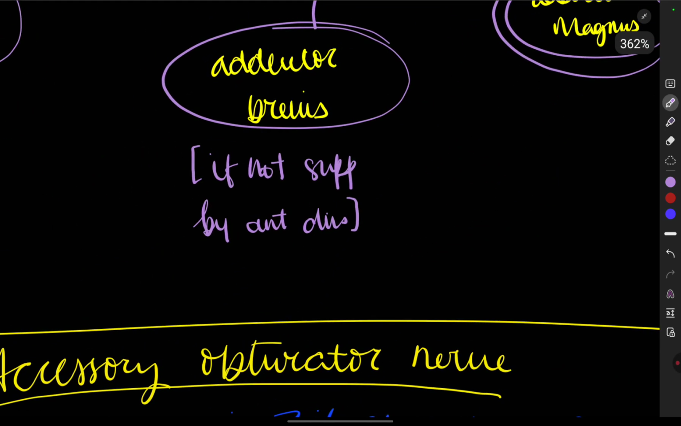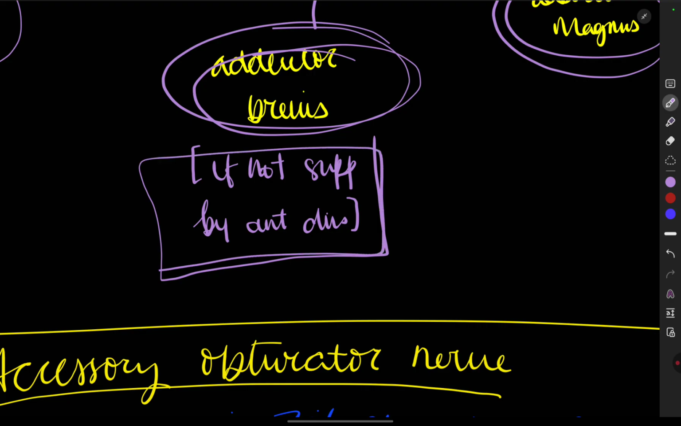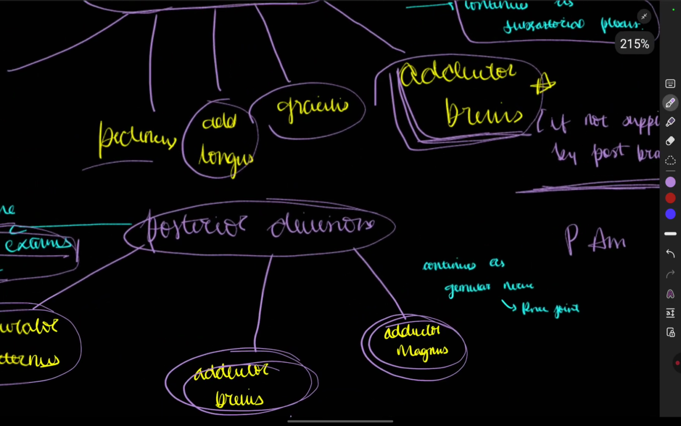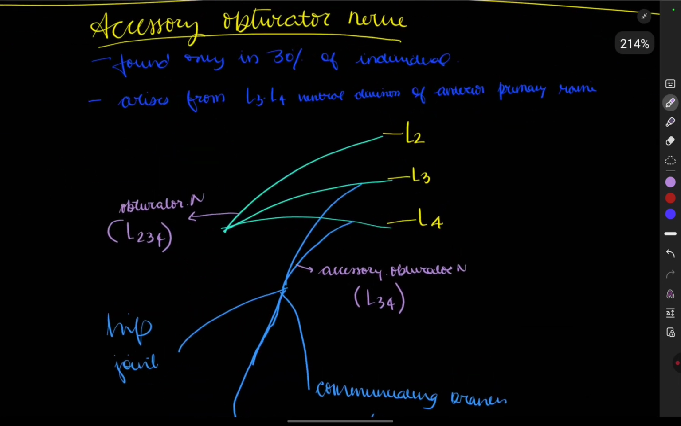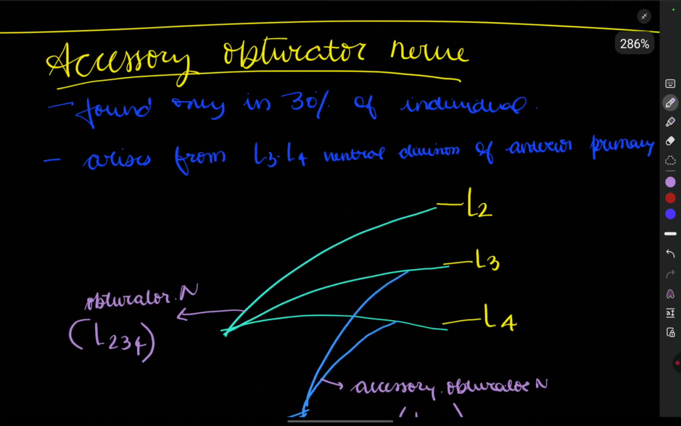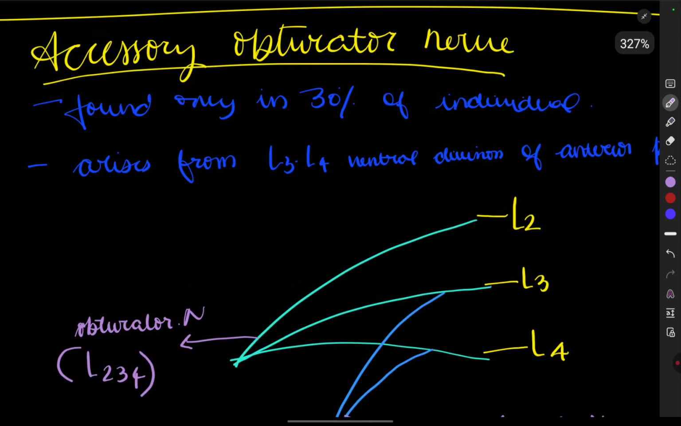Adductor brevis is supplied only if it is not supplied by the anterior divisions. The adductor brevis is supplied either by the anterior divisions or by the posterior divisions, not by both. Now we are going to see the accessory obturator nerve. It is found only in 30% of individuals, only in 30% of the people.